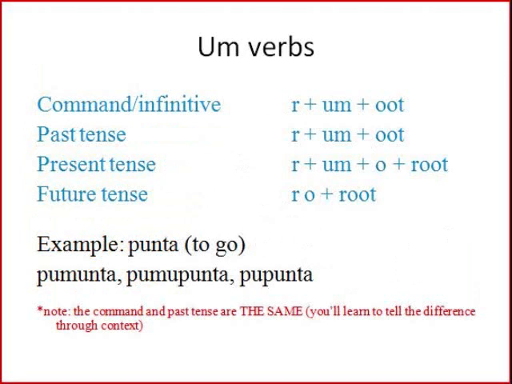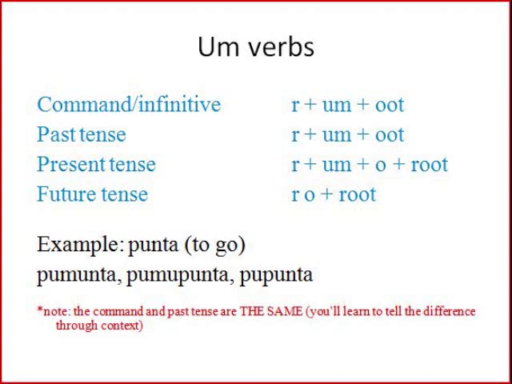Next, we'll talk about um verbs. Here you can see the conjugation for um verbs. The command form is created by inserting um before the first vowel of the root. If the root begins with a consonant, you'll insert um right after the first consonant. Um root. The past tense is exactly the same as the command form. Insert um right before the first vowel. Um root. The present tense is created by inserting um before the first vowel, but then after you say the first vowel, repeat the whole root.